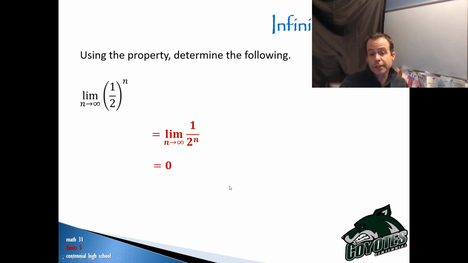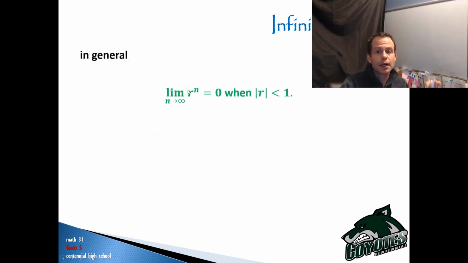Which brings us to another property then. The limit of r to the n equals 0 if the absolute value of r is less than 1. So the limit of r to the n as n approaches infinity will be 0 if the absolute value of r is less than 1.